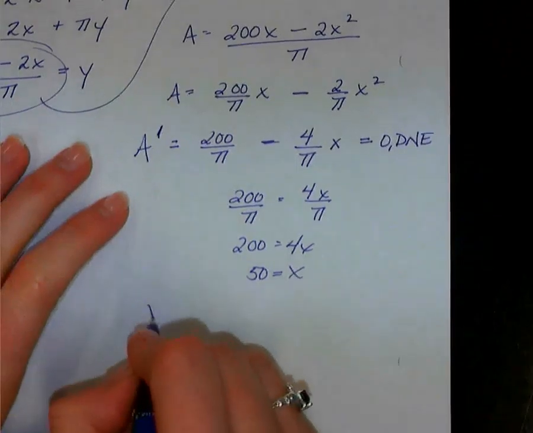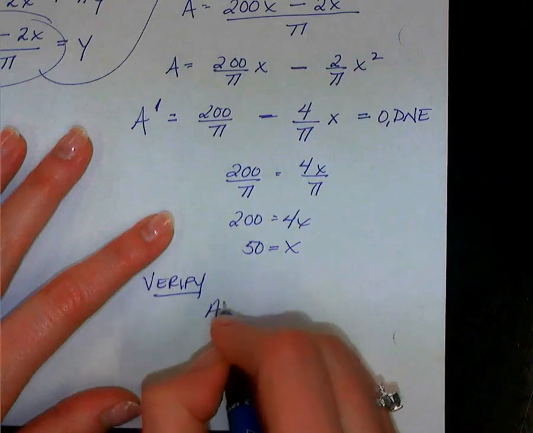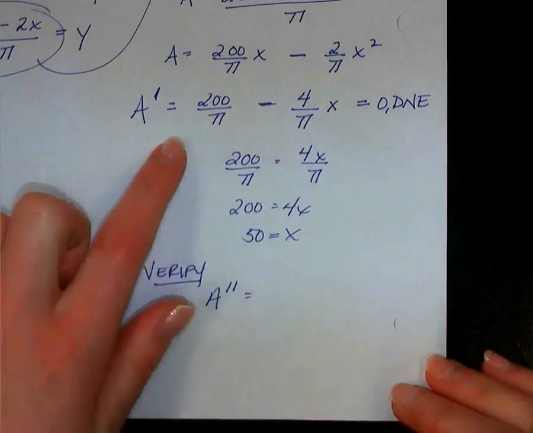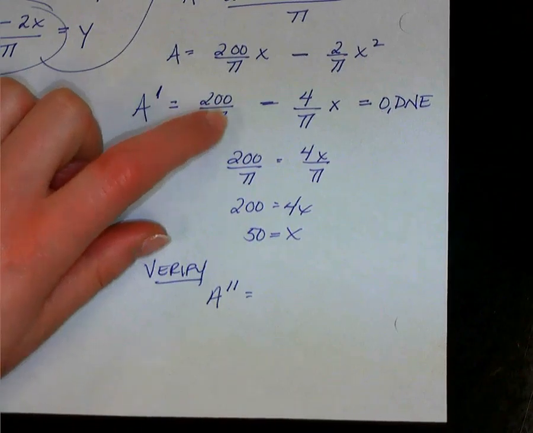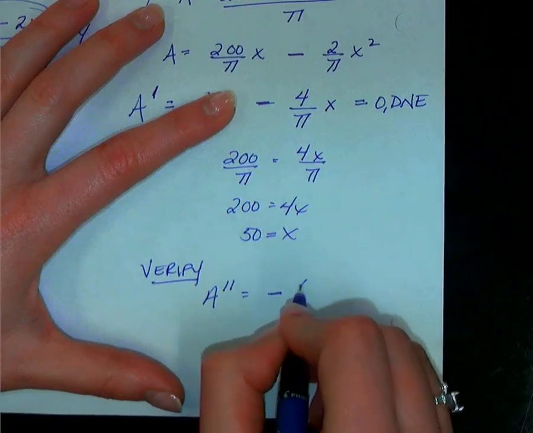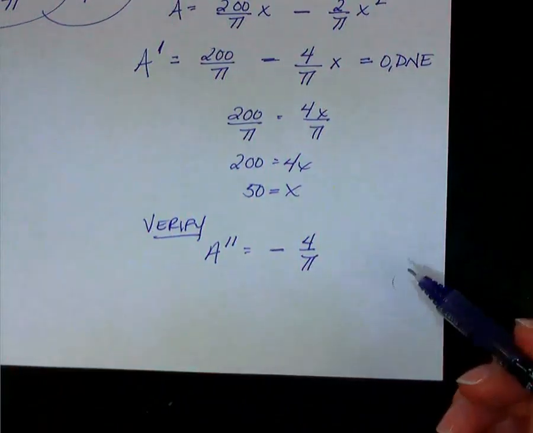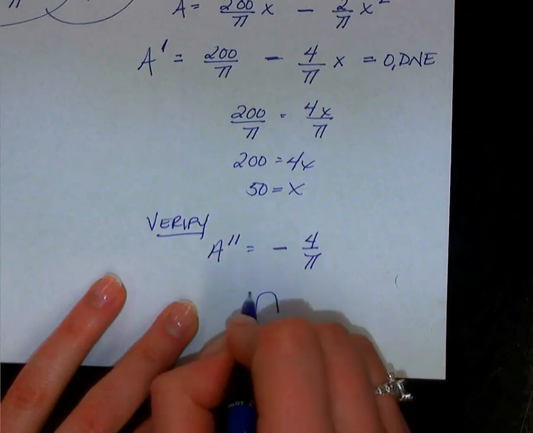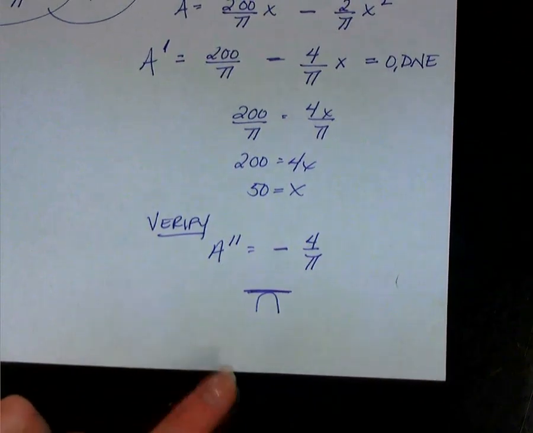I want to verify. Second derivative test. If I look at the double prime, keep an eye on the first derivative, and that's what I'm taking the derivative of. The derivative of 200 divided by pi is 0, because 200 divided by pi is a constant. Now, if I take the derivative of negative 4 over pi x, it's going to be negative 4 over pi. So now, if I look at that second derivative, there is no x. The second derivative is always negative, therefore it's always concave down, definitely giving me a max. So now I know that when x is 50, that will absolutely be a max.